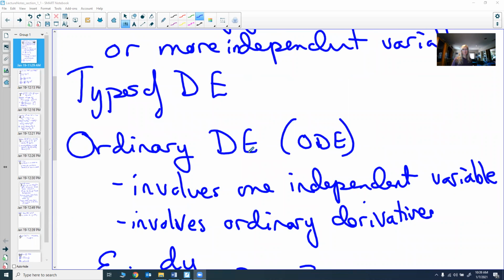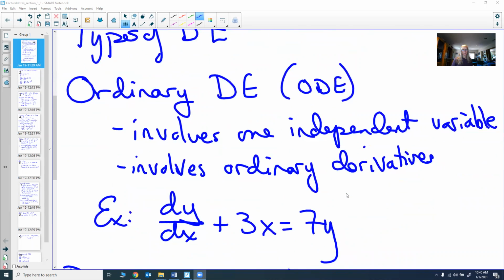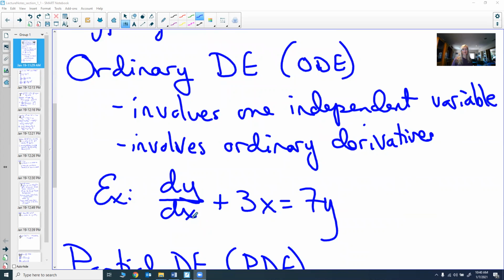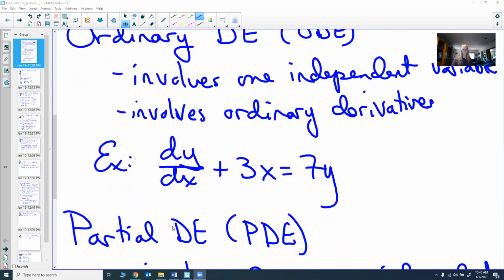There's an ordinary DE or ODE. Again, we don't like to write things out too much. These involve only one independent variable and involve ordinary derivatives. In other words, just a regular derivative that you're used to. An example would be something like dy/dx plus 3x equals 7y. This is a differential equation. It's an equation because there's an equal sign, and it's a differential equation because there's a dy/dx as the derivative.